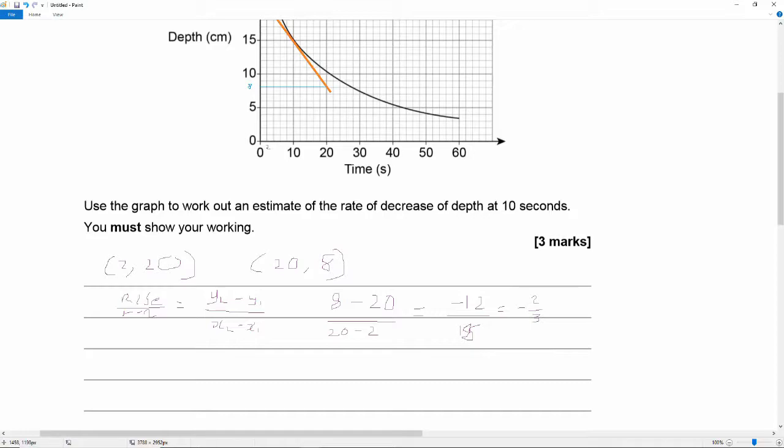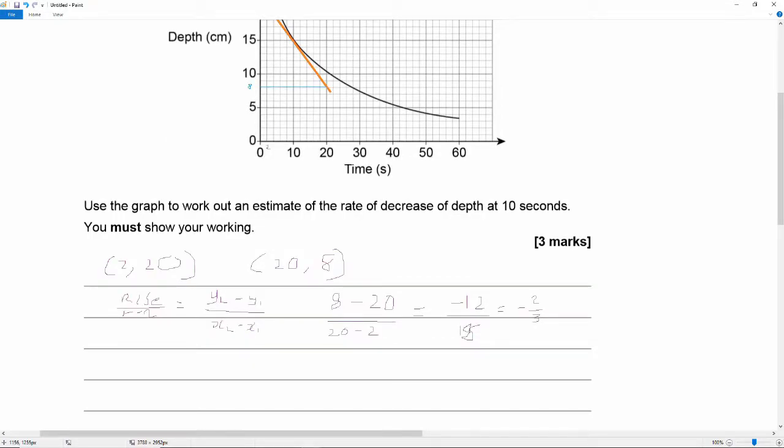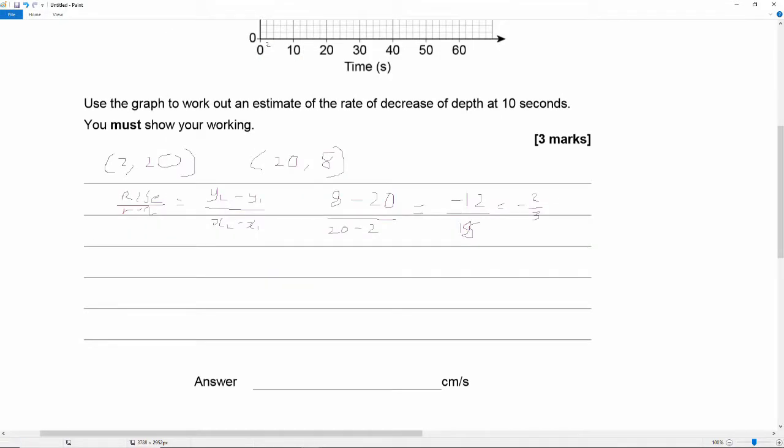In other words, it's going down at a rate of 2/3 of a centimetre every second. So that's 2/3, or 0.66666 recurring. I'm going to put 0.6 and a dot over the 6 to say the 6 is recurring.